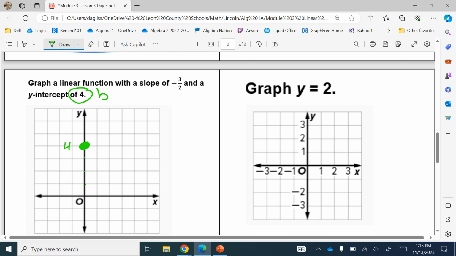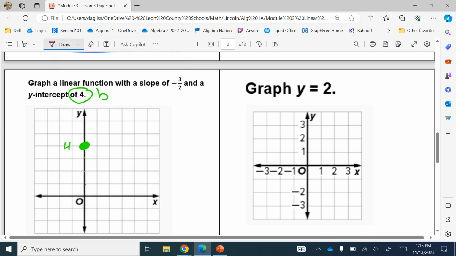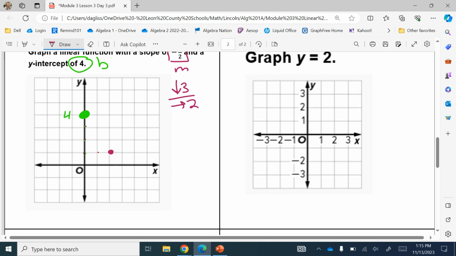And how am I going to move from this point? Yes, this is our slope. This is our m. To be negative means to go down 3 and then over 2. So 1, 2, 3 over 1, 2. There's my spot. Okay, do it again. 1, 2, 3 over 2. I do it as many times as I can for it to fit in the graph, so you have the most exact line that you can get. You can also go backwards by going up 1, 2, 3 and backwards 2. Like that.